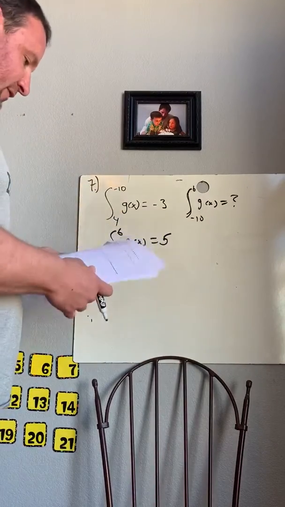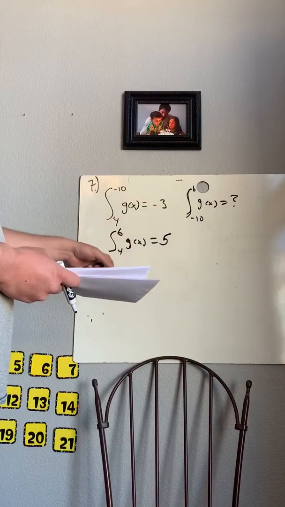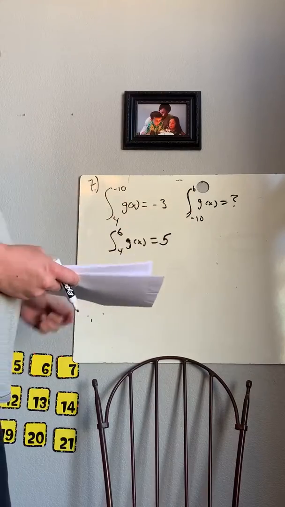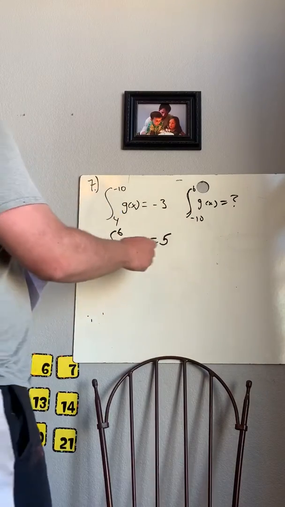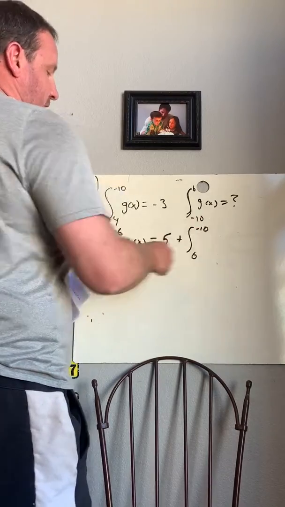Okay, so number 7 says, if the integral from 4 to negative 10 is equal to negative 3, and the integral from 4 to 6 is equal to 5, then what's the integral from negative 10 to 6? So the key here is if you went from 4 to 6, and then you went from 6 to negative 10, that would be this trip.